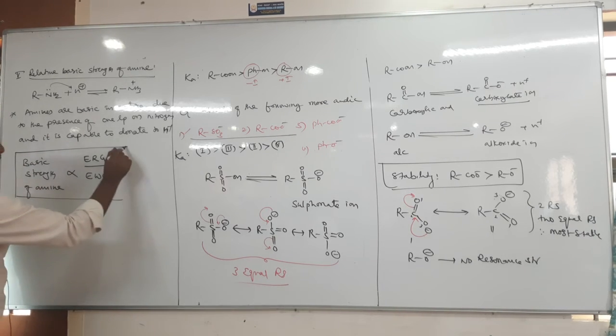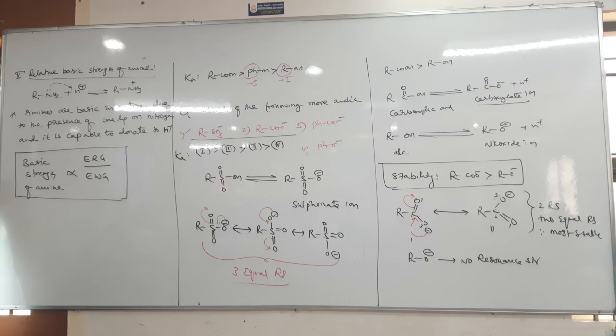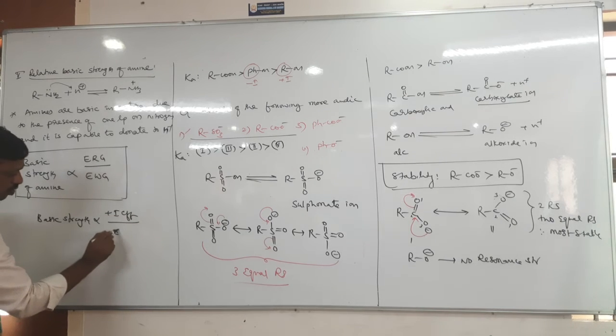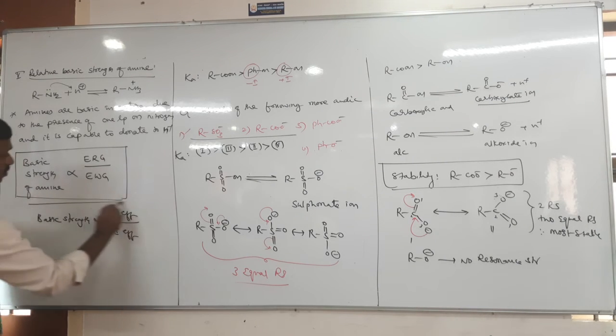Okay, remember we have studied acidic strength. In acidic strength this is opposite, right? Acidic strength is directly proportional to electron withdrawing, but basic strength is inversely proportional to electron withdrawing. Okay, both are opposite. So therefore now since we are studying inductive effect, tell me, basic strength is directly proportional to plus I effect, inversely proportional to minus I effect.